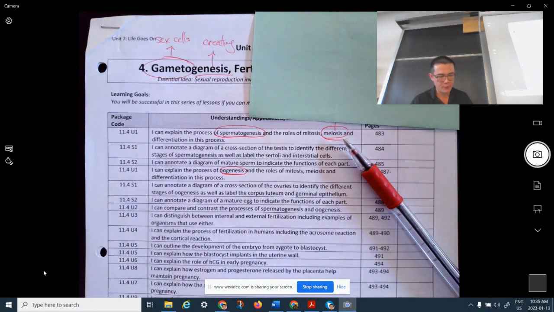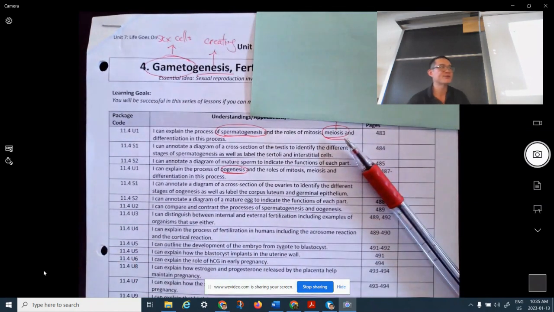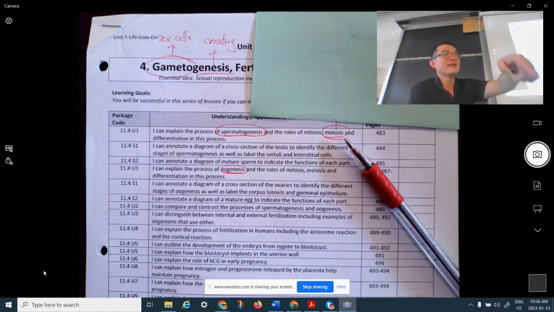Okay, so when we're talking about meiosis, let's do a quick review. What do you start with? How many of what do you start with? You start off with what, guys? 23 chromosomes? 46.